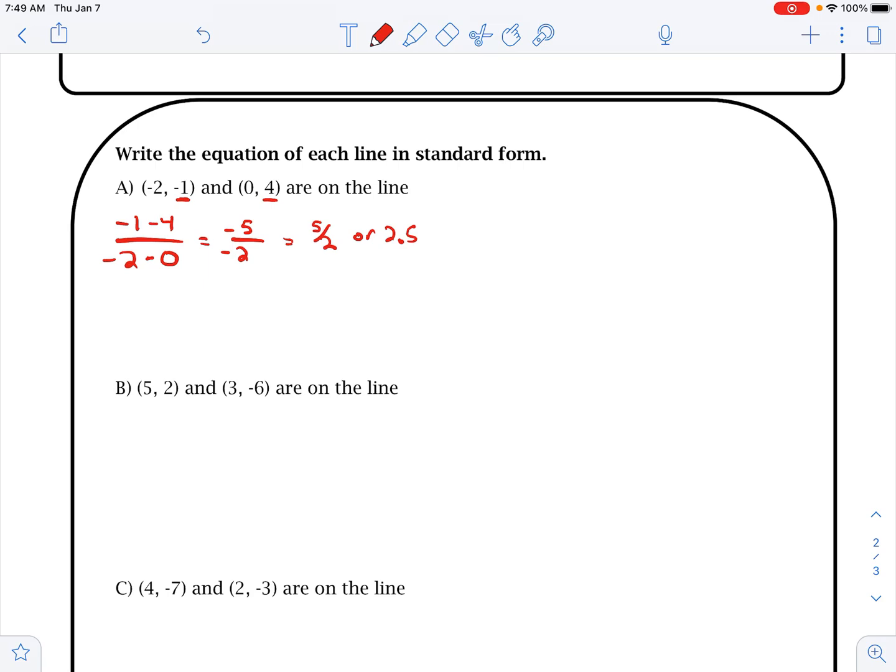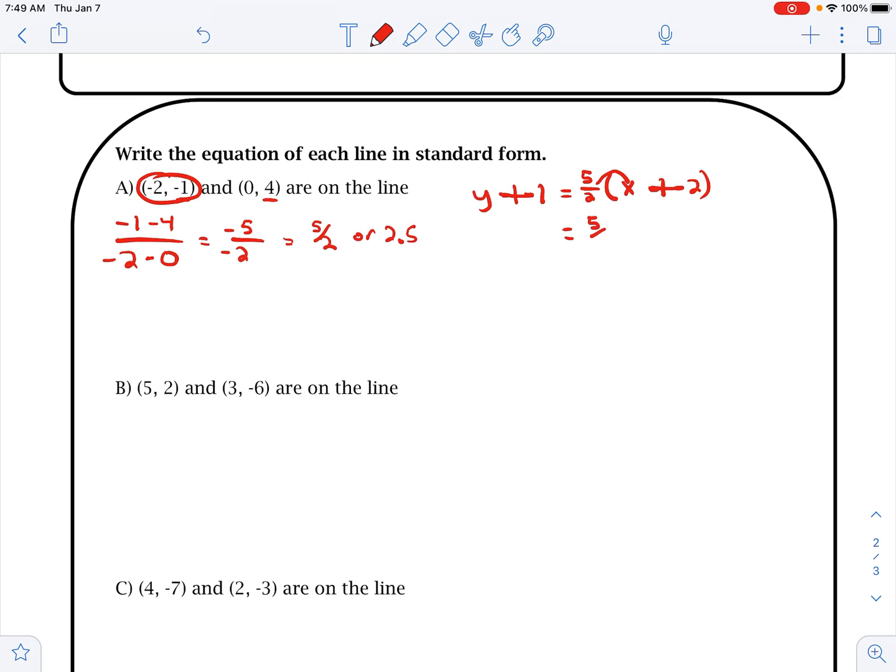Okay, so then we're going to choose a point. So I could choose either point. So I could choose 0, 4, or negative 2, negative 1. So I'll choose this one, negative 2, negative 1. So I'm going to go y minus my y value of negative 1 equals my slope of 5 halves, or 2.5, and then x minus my x value of negative 2. So minus and minus makes that a plus. Minus and minus makes that a plus.